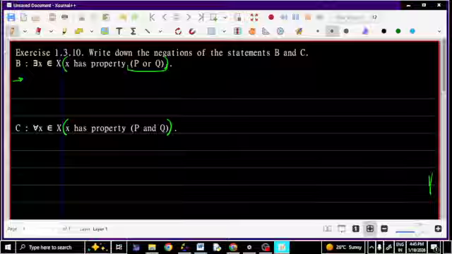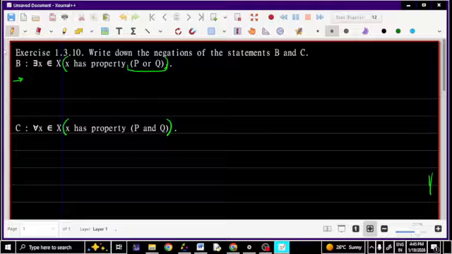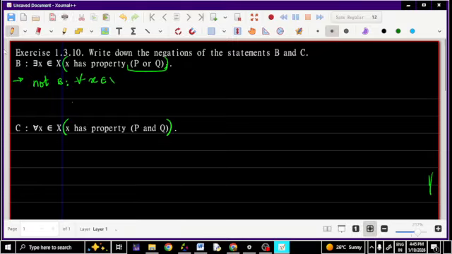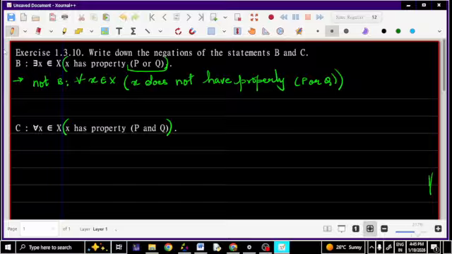So its negation will be what now? Its negation, that is not B, will be for all x in X, x does not have property P or Q. Now, what do you mean by saying that x does not have P or Q? It does not have P and it does not have Q.